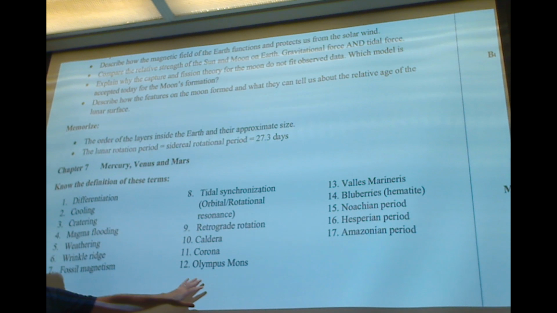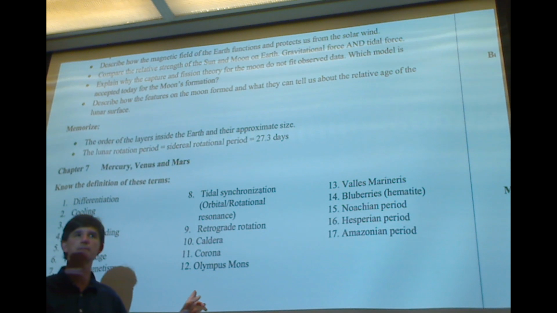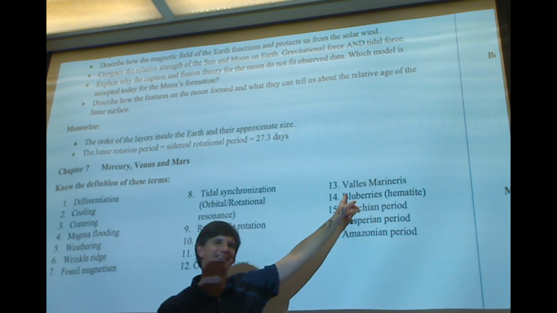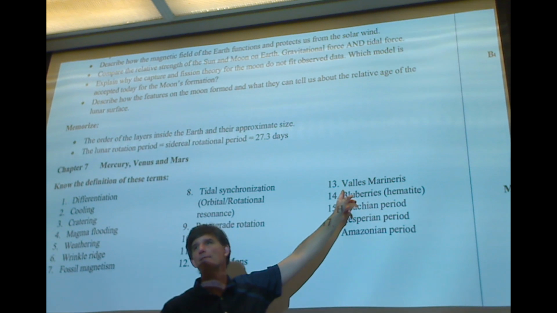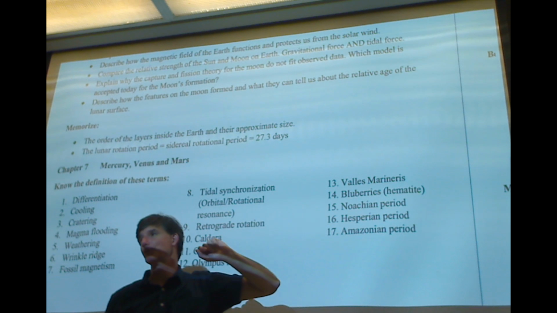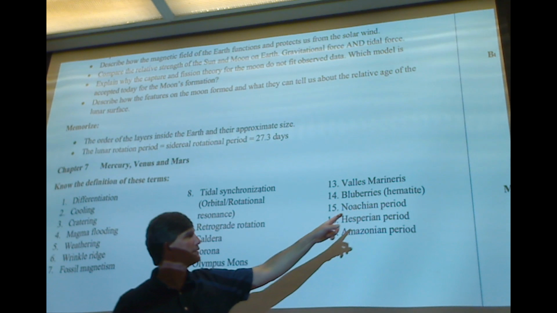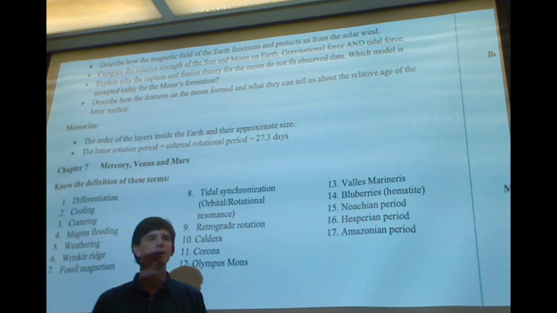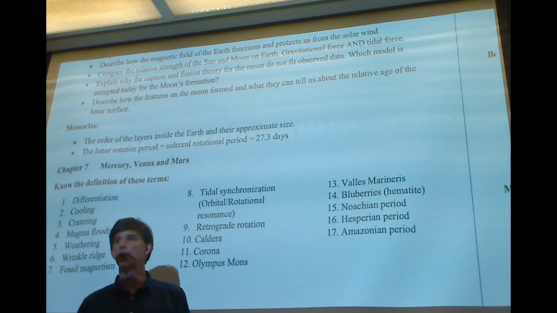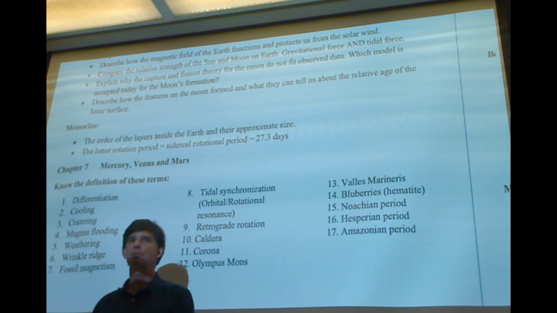Probably some kind of volcanic activity is resurfacing Venus from time to time. Olympus Mons, where do you find that? Mars, the largest volcano in the solar system. Valles Marineris, the Mariner Valley, found where? Mars again. Those are the 2 big features. Blueberries, what are those? Little tiny crystals of hematite, iron oxide, and they can only form in the presence of liquid water. Where do we find them? On Mars.